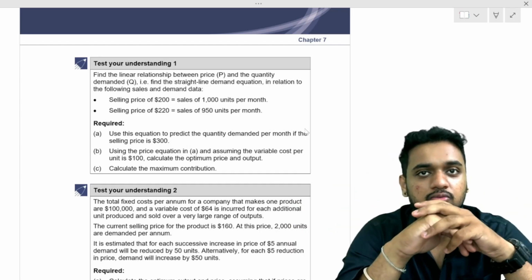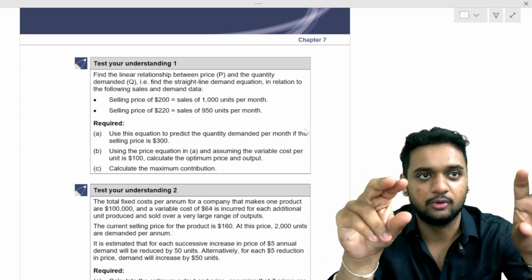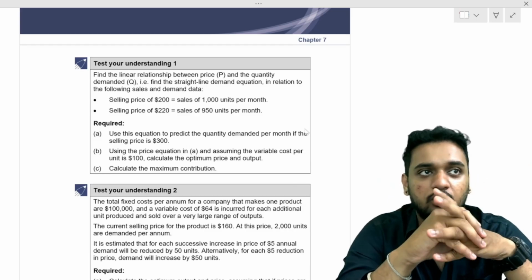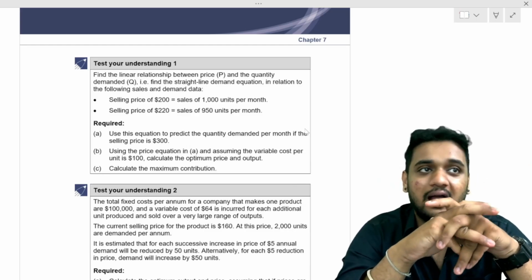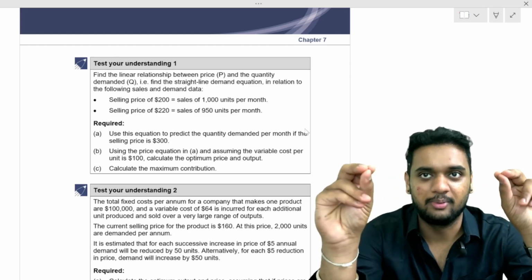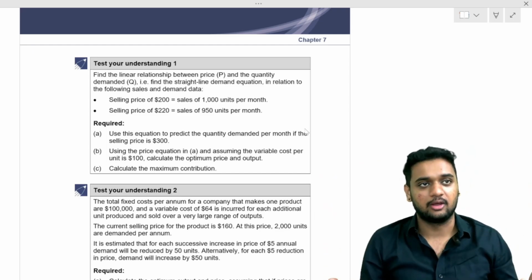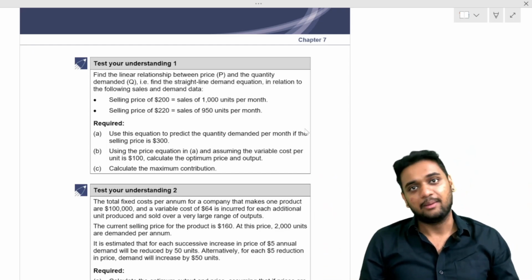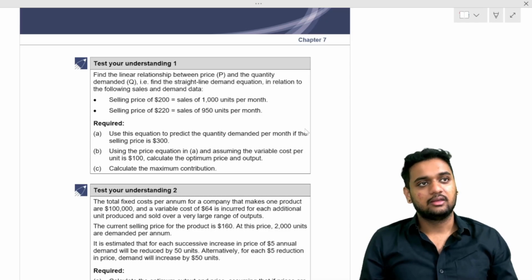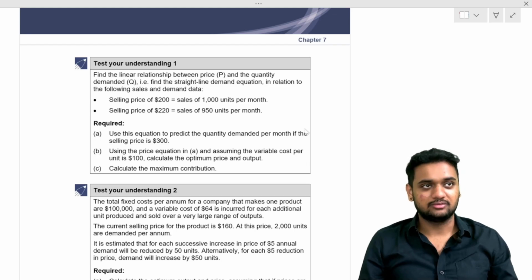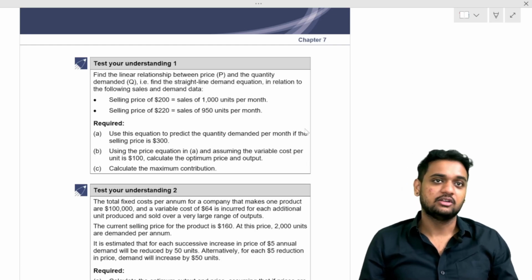Next, what do we do? A is found out, B is found out, P is equal to A plus BQ we found out. Next, what do we do? We have to find the optimum price where we get the maximum profit. Where do we get the maximum profit? When MR is equal to MC. What is MR? P is equal to A minus BQ, so MR is equal to A minus 2BQ. MR is equal to A minus 2BQ.